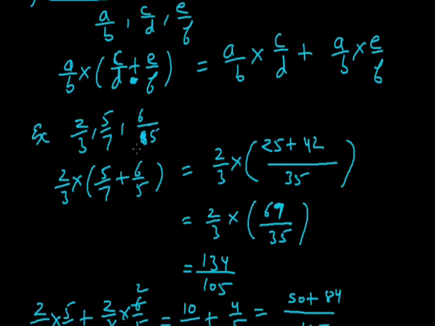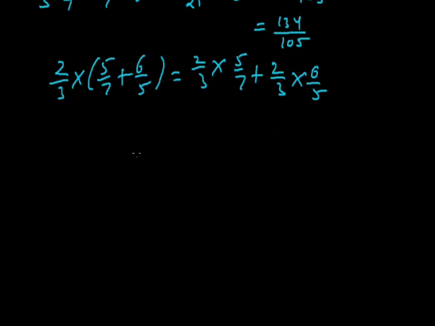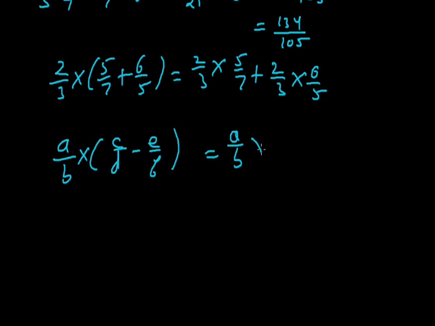In the same way, we can define one more property, that is the distributive property of multiplication over subtraction, like this: a by b multiplied by c by d minus e by f is equal to a by b into c by d minus a by b into e by f. So this is called the distributive property of multiplication over subtraction, because here there is a minus sign.